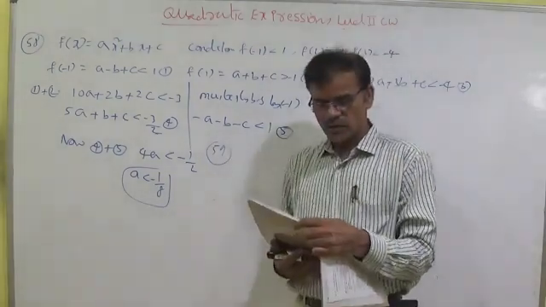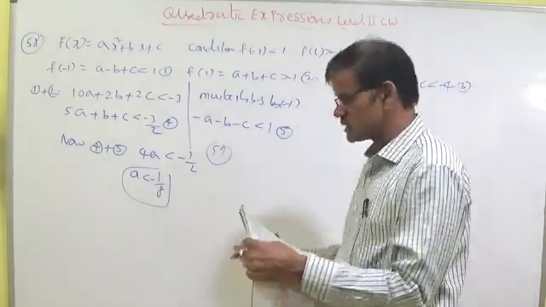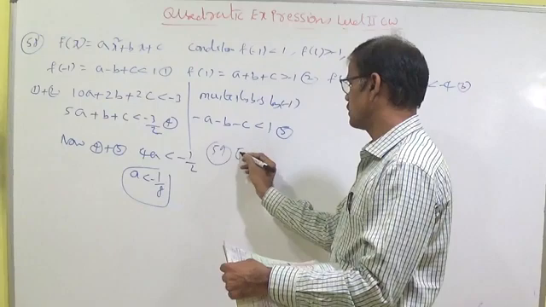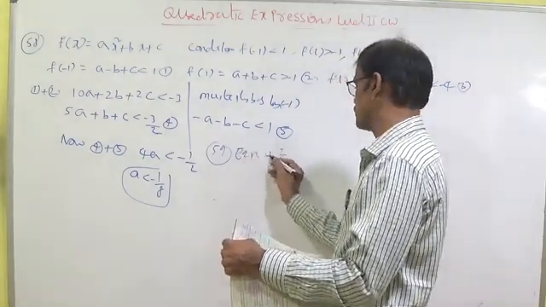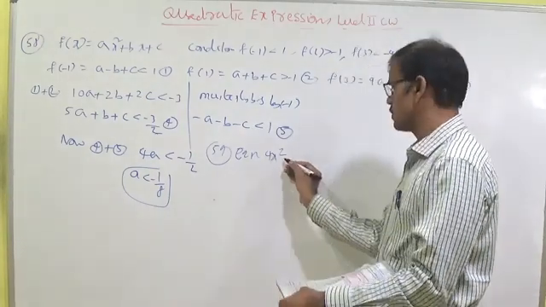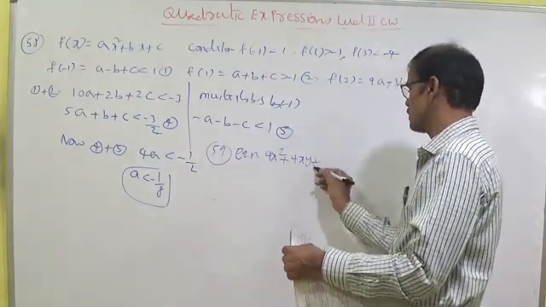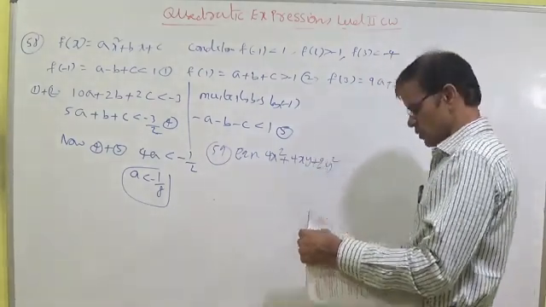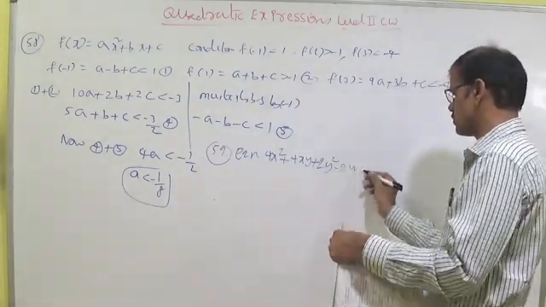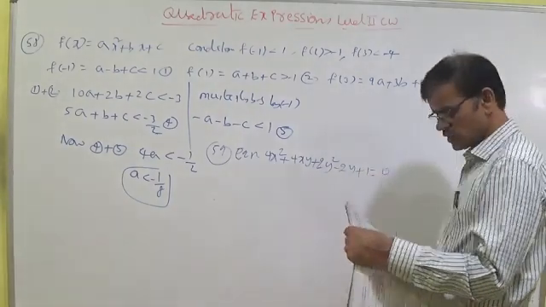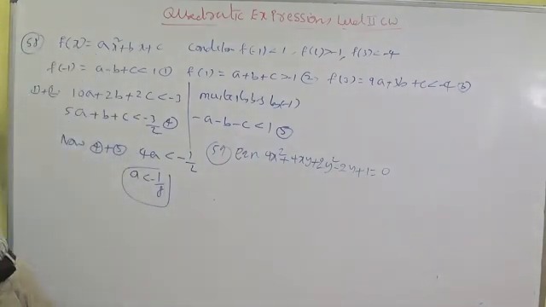Now, the 59th question. The number of distinct pairs (x, y) of real numbers that satisfy the equation 4x square plus 4xy plus 2y square minus 2y plus 1 equal to 0. The number of distinct pairs.